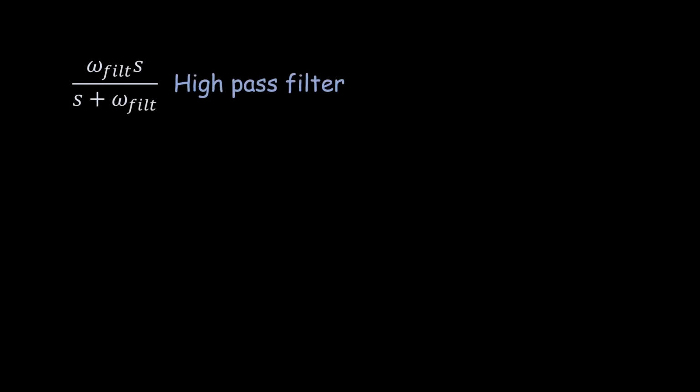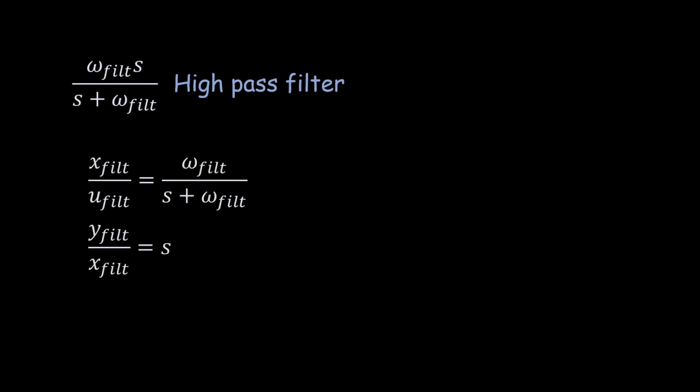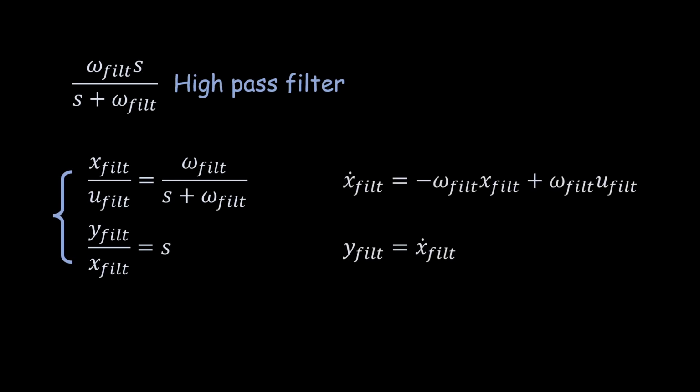To implement a high-pass filter in MATLAB's ODE solver, you can separate the pole and zero into two transfer functions, one representing the state of the filter, and the other representing its output. By using these two equations, you can implement a high-pass filter in ODE45.